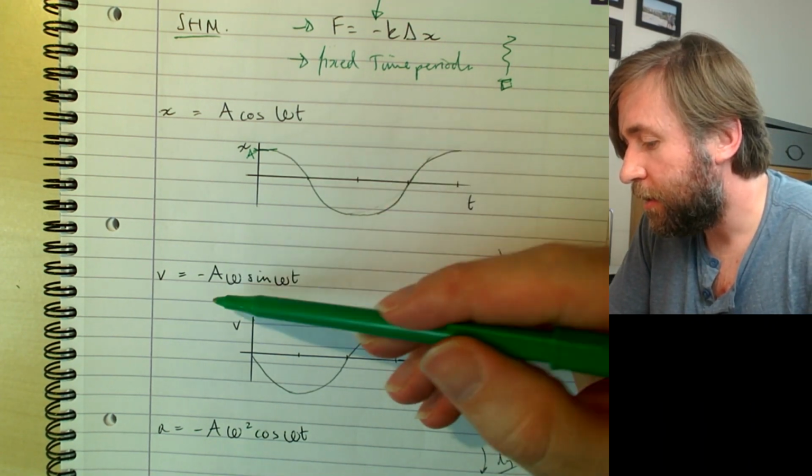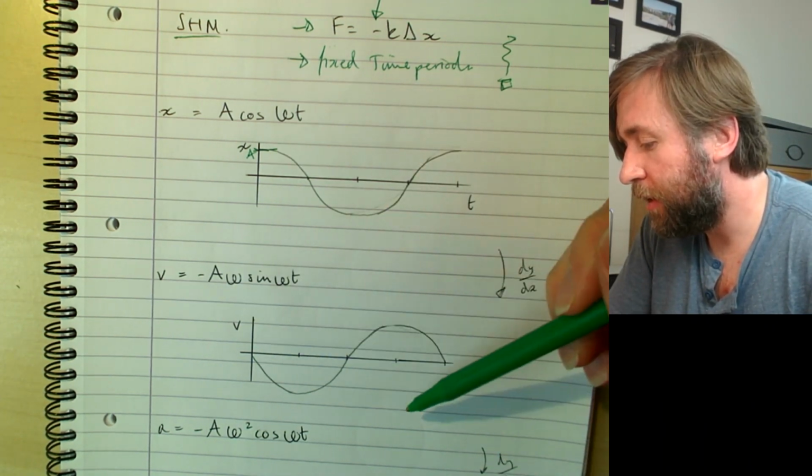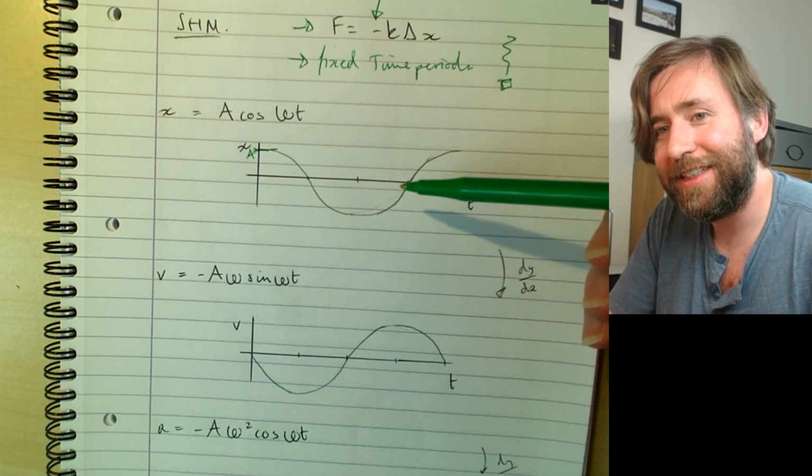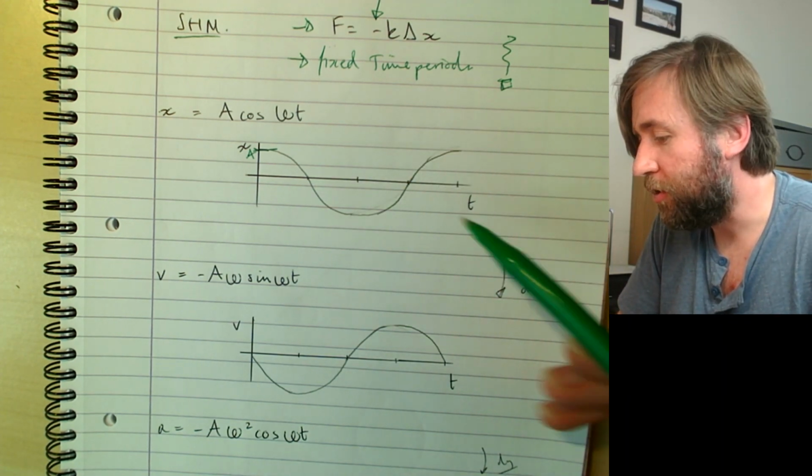Now this v versus t graph, the speed time graph, the velocity time graph, is actually the first derivative of this graph here.